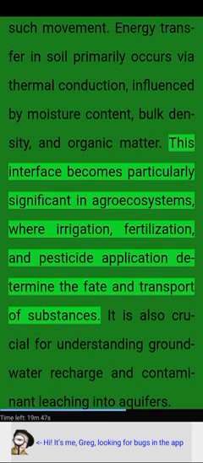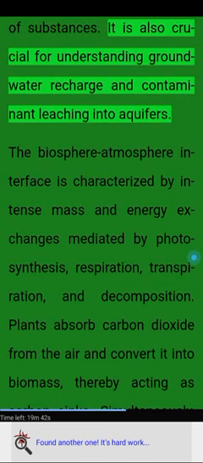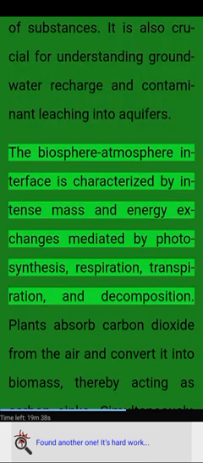This interface becomes particularly significant in agroecosystems, where irrigation, fertilization, and pesticide application determine the fate and transport of substances. It is also crucial for understanding groundwater recharge and contaminant leaching into aquifers. The biosphere-atmosphere interface is characterized by intense mass and energy exchanges mediated by photosynthesis, respiration, transpiration, and decomposition.